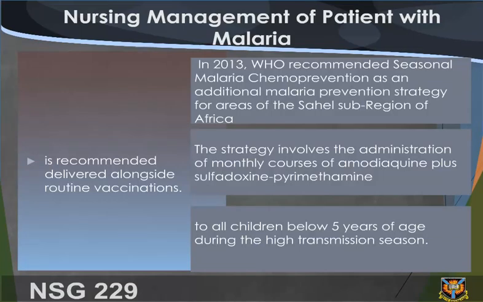In 2013, WHO recommended seasonal malaria chemoprevention as an additional malaria prevention strategy for areas of the Sahel sub-region of Africa. The strategy involves the administration of monthly courses of amodiaquine plus sulfadoxine-pyrimethamine to all children below 5 years of age during the high transmission season.